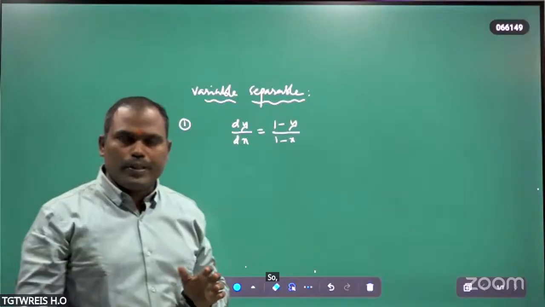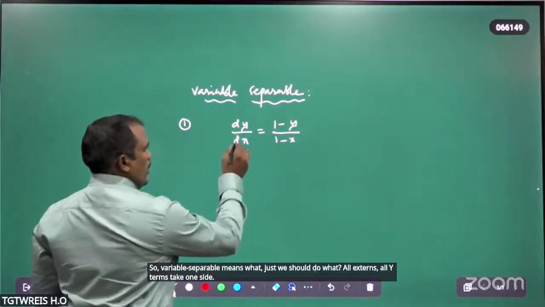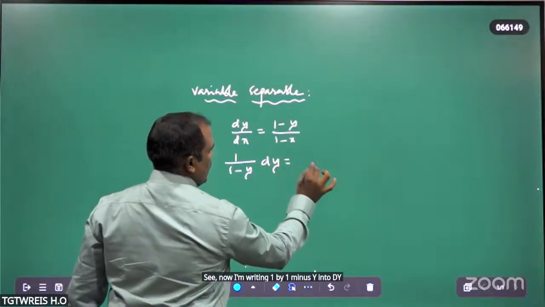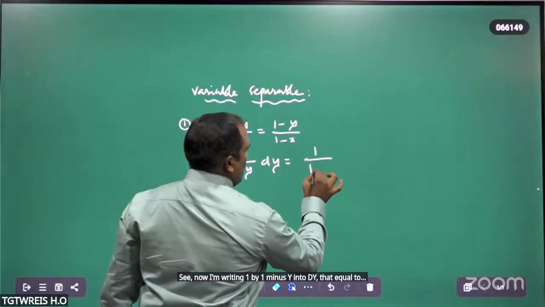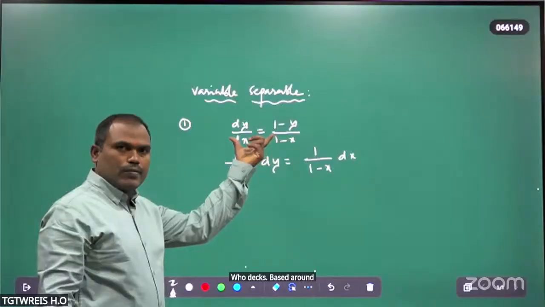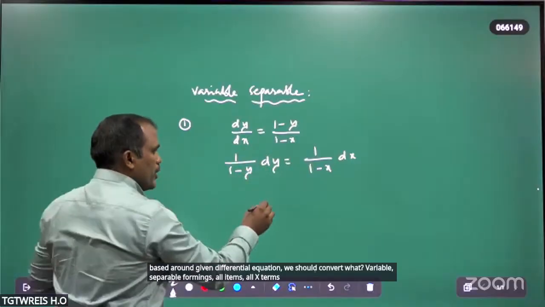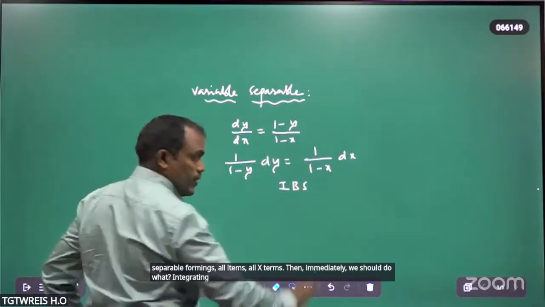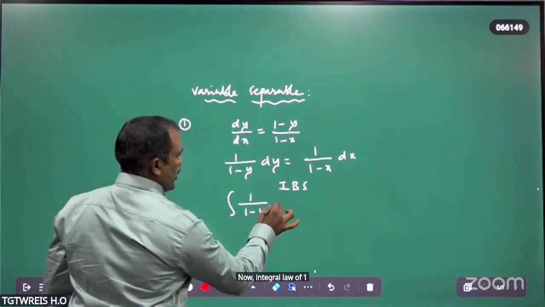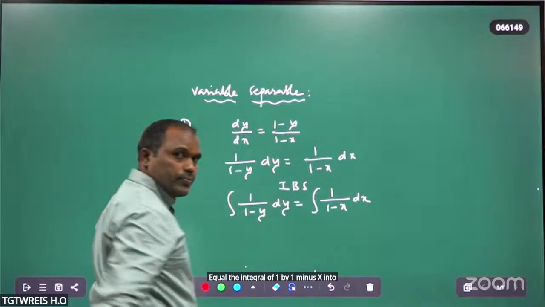So variable separable means we should take all x terms and all y terms to one side each. Now I'm writing 1 by 1 minus y into dy equal to 1 by 1 minus x into dx. Observe here, based on the given differential equation, we should convert it to variable separable form, all y terms and all x terms. Then immediately we should integrate on both sides. Now integral of 1 by 1 minus y into dy equal to integral of 1 by 1 minus x into dx.